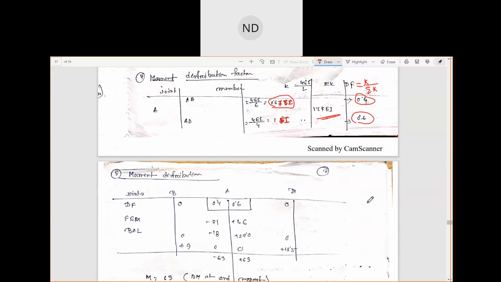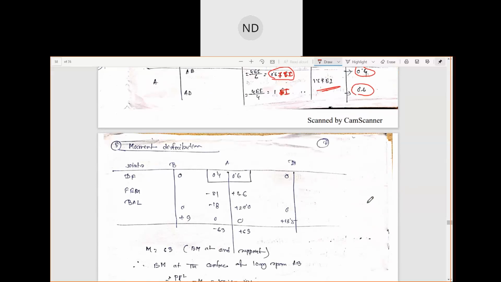We have calculated the moment distribution factors (DF) of the joint A and the different members AB and AD. Now we have to find the moment distribution. Once we know the distribution factors, we can do the moment distribution. You know how to do moment distribution, but I'll show you in case you have forgotten, just to brush up.